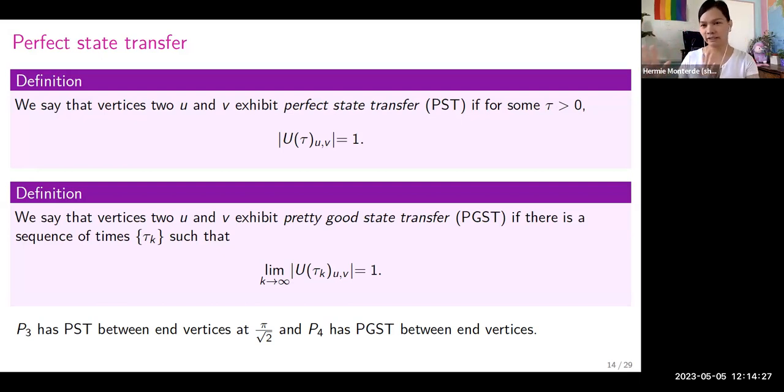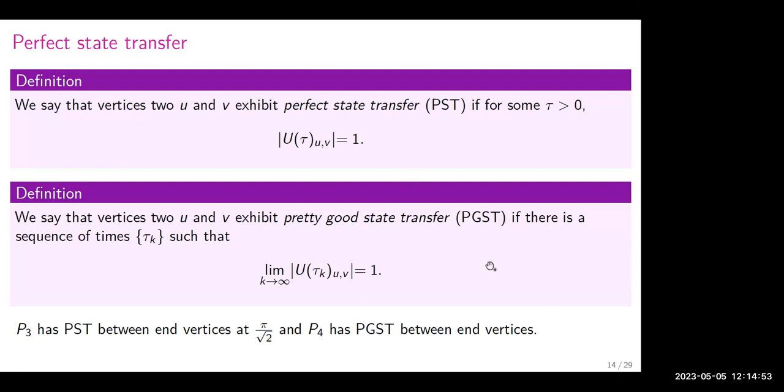Okay, but we'll just take it slow. As an example here, as we've seen, P3 has perfect state transfer between its end vertices at time pi over square root of 2, from our visualization. P4, on the other hand, and we'll show that later, the path on 4 vertices, has no perfect state transfer. Rather, it has pretty good state transfer between its end vertices.